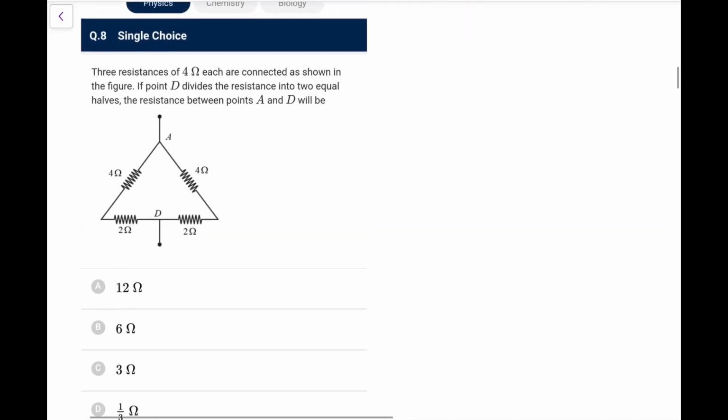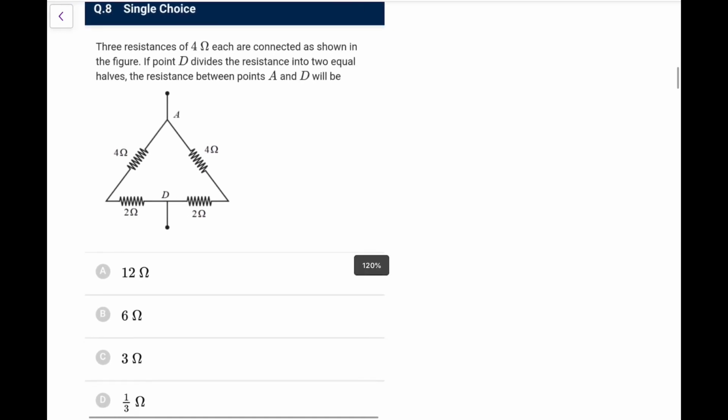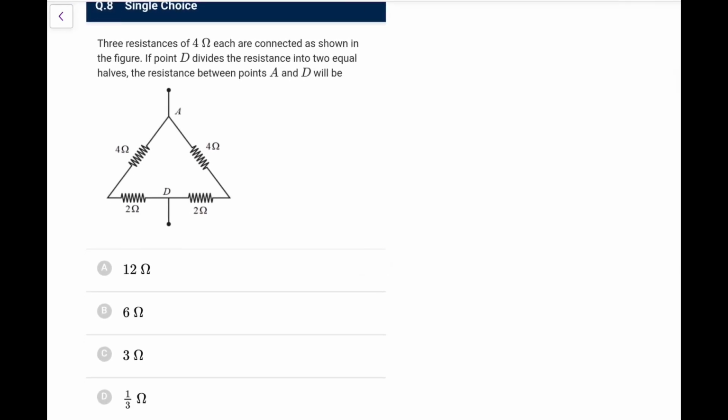Next, three resistances of 4 ohm each are connected as shown in figure. If the point D divides the resistance into two equal halves, the resistance between A and D will be... So this 4 and 2 are in series. This 4 and 2 are in series. So that is 6 and 6, and they will be in parallel. So directly that is going to be 3 ohms.